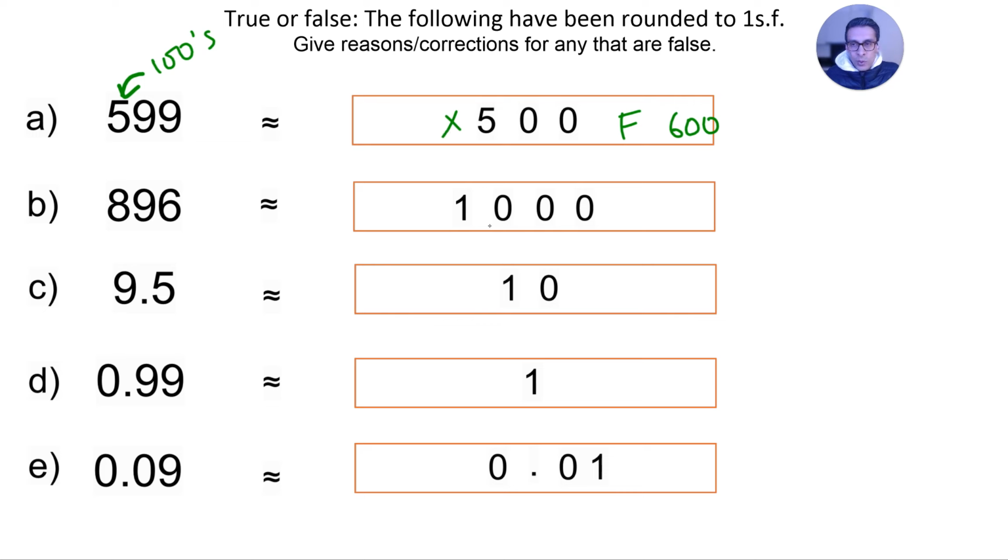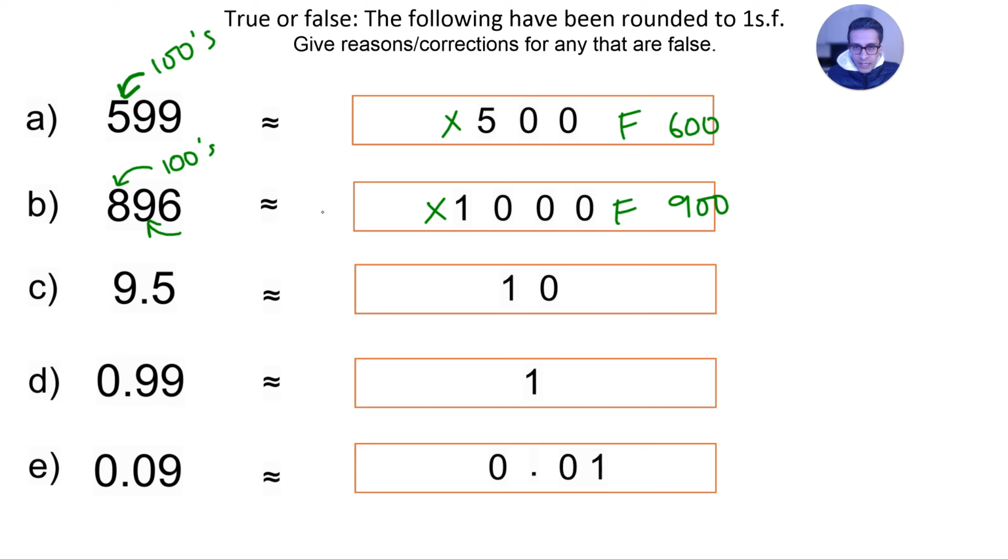896 rounds to 1000. So first significant figure is 8, which is in the hundreds column. So in this case, the nearest hundred is either going to be 800 or 900. So we already know that this is not going to be correct. This is false. Now let's have a look at the decider. The decider is 9, so 800 becomes 900. So this is false. Should be 900.